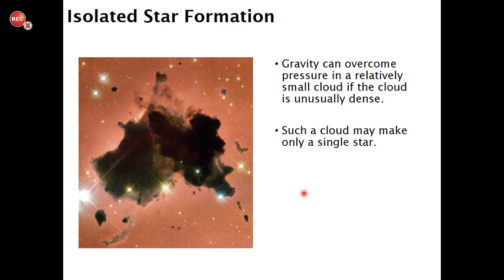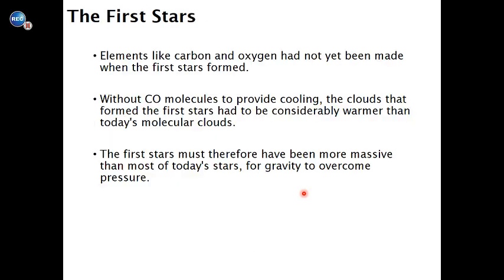So if the cloud happens to be unusually dense, that's a case where you can have the entire cloud collapse at once. So this brings us to an interesting bit here, is we can distinguish the very first stars from more recent stars. And the idea is what's in the original clouds.